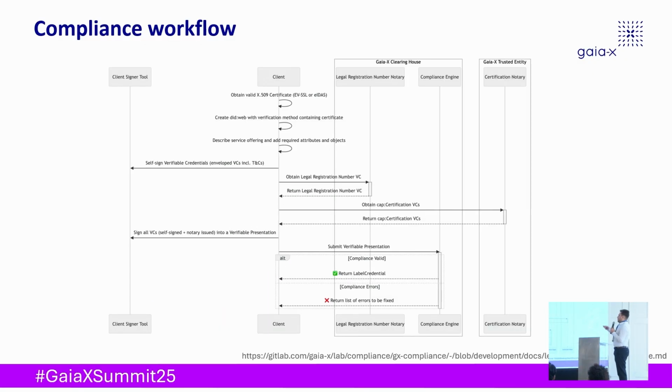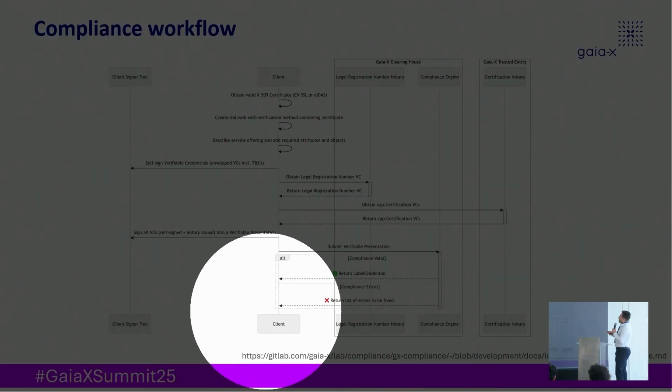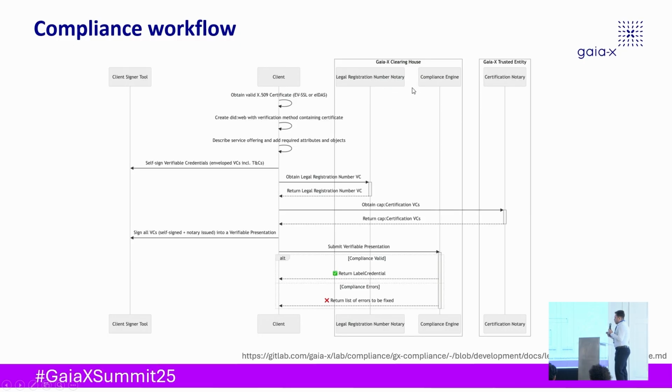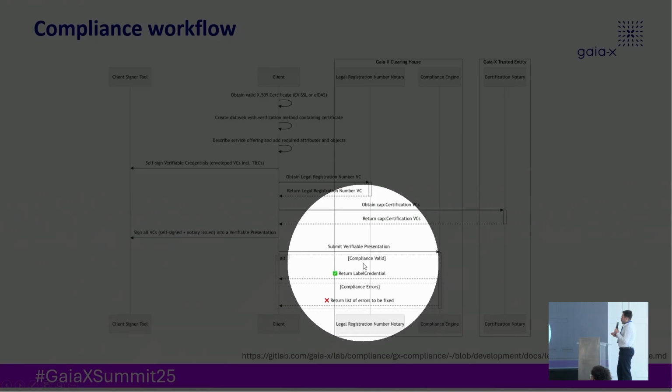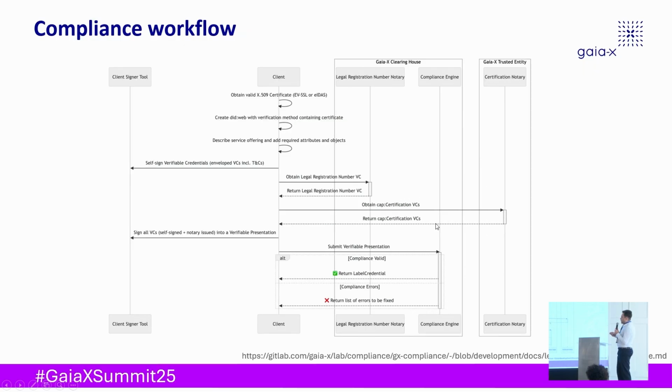Once we have all these VCs and information, we want to regroup all of that into one VP. A VP is a verifiable presentation. And we want to call our compliance engine with that VP as input. So we submit our VP, and the compliance engine will return whether we are compliant with level 2 or 3 or not. And if we are not compliant, we will get a list of errors to be fixed, so that we can become compliant.